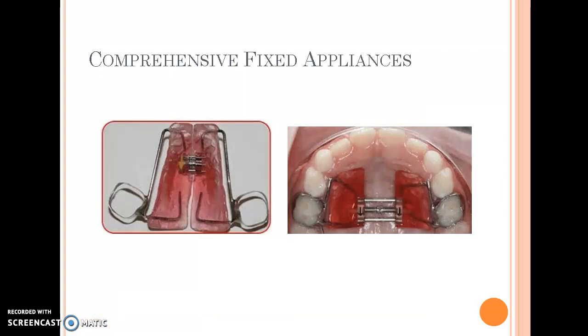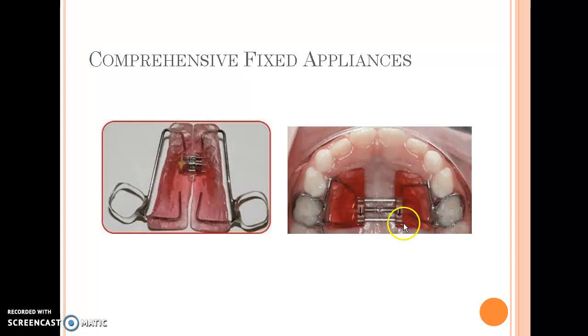Here are some other types of fixed appliances, and these are both examples of expanders. This one is an expander. You can see here where kind of the palatal midline would be, where that suture fracture would happen when that first turn of the screws would happen. So we again see the bands that would be cemented over the molars and be cemented in place, and the patient would not be able to take this out.